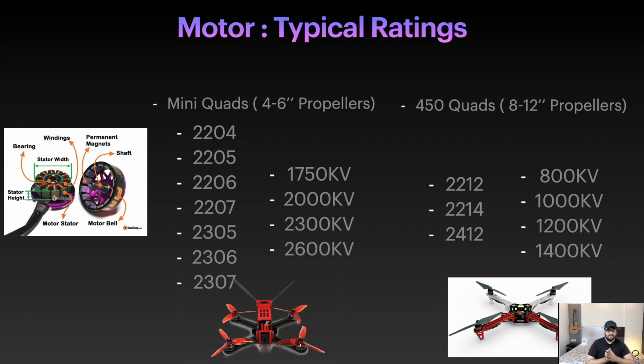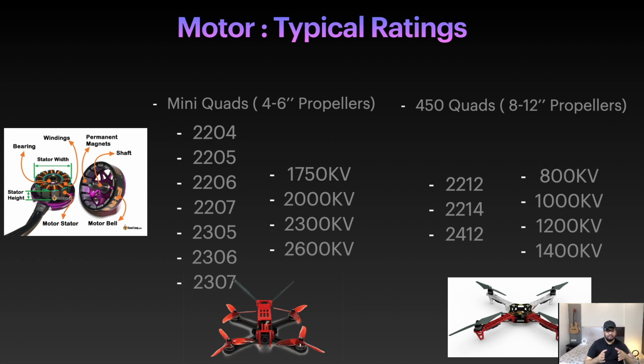So again, kV stands for RPM per volt. If you are running a battery with higher voltage, let's say a 6 cell battery with 22 volts, then you need a lower kV motor, a lower RPM motor, because effectively when you multiply a smaller number with a bigger number, you get a bigger number.